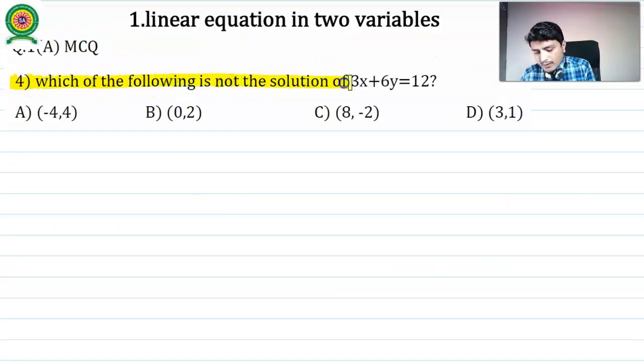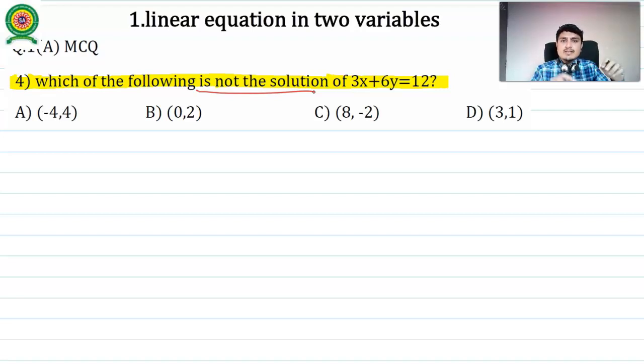Which of the following is not the solution of 3x plus 6y equals 12? First of all, try to understand the question carefully. We have given which of the following is not the solution. So what is meant by the solution of a linear equation in 2 variables? It is the values of x and y that should satisfy the given equation. What is meant by satisfies?